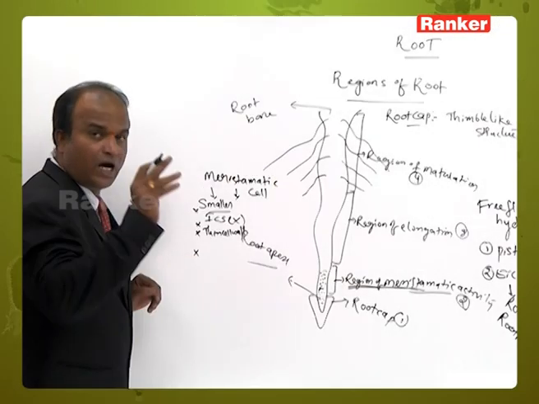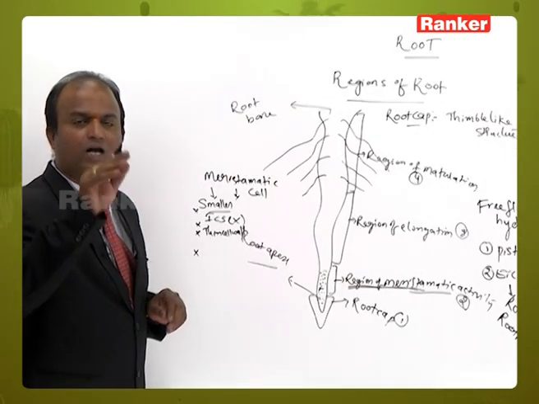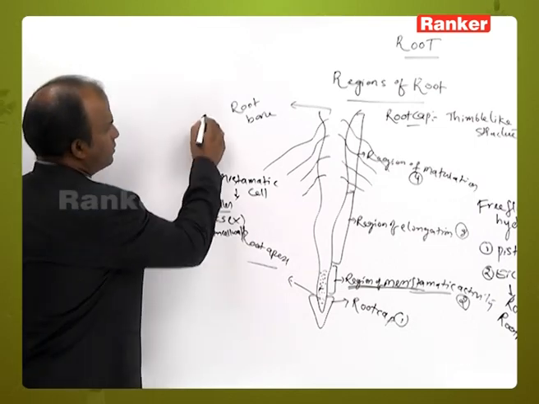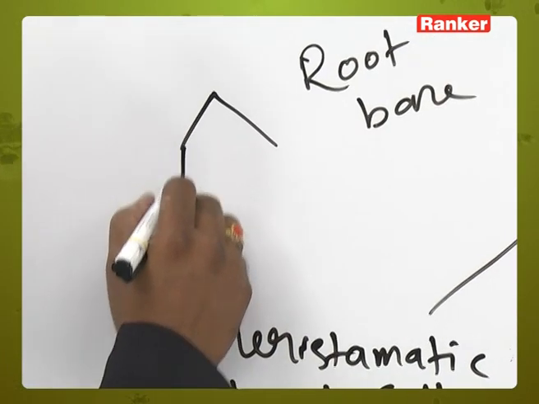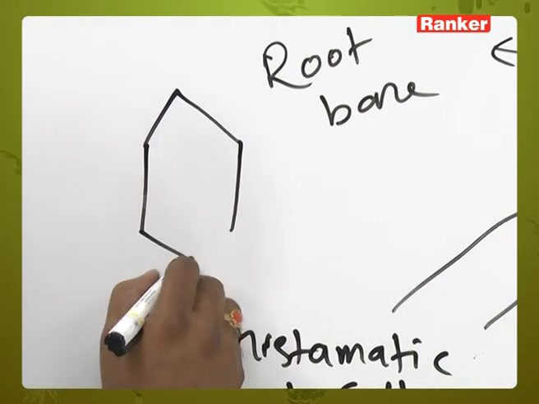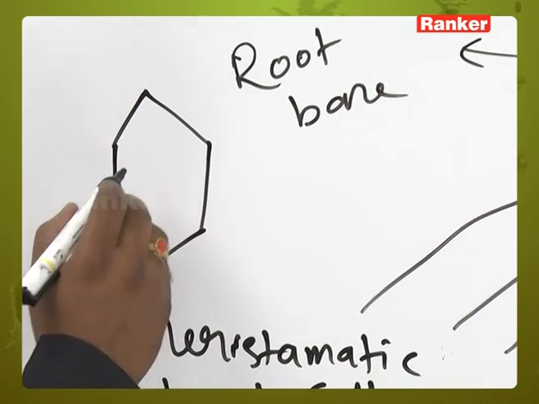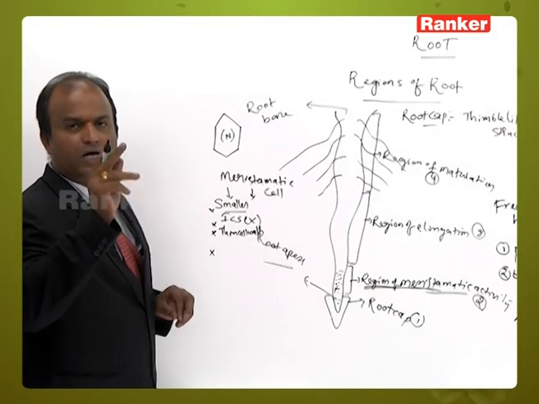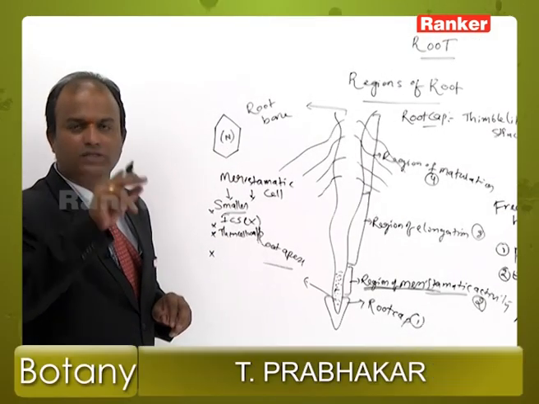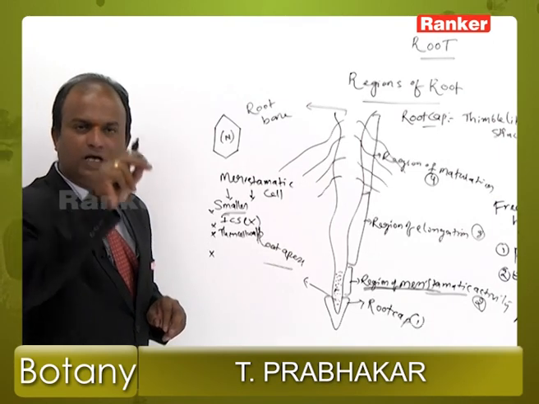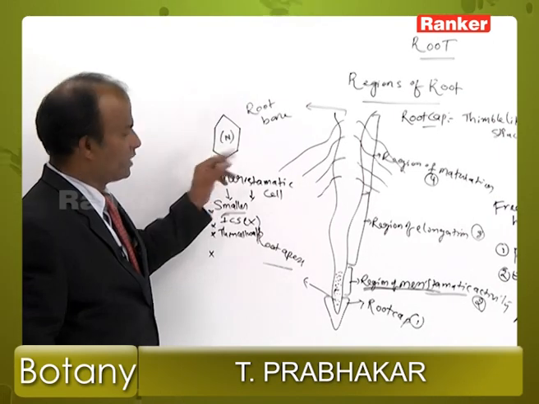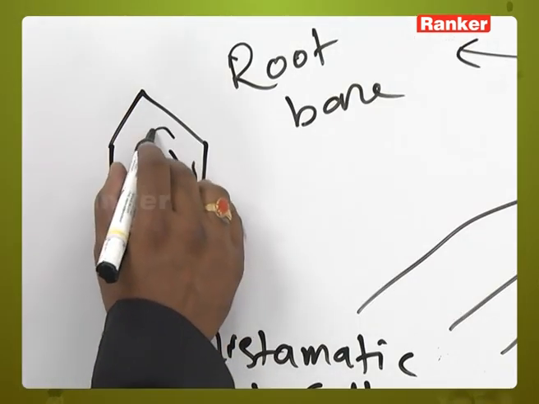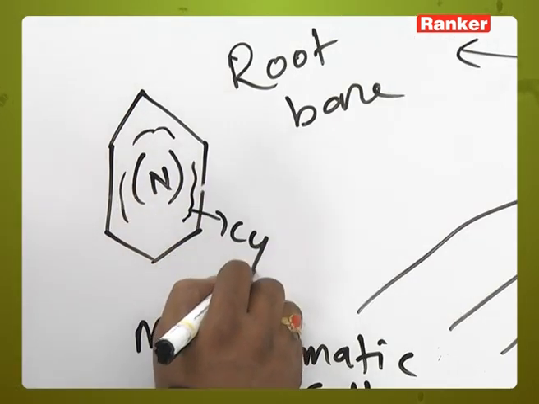The center of the meristematic cell is occupied by a larger, bigger, conspicuous nucleus. Think of this one as a meristematic cell. Surrounding the nucleus, it shows cytoplasm.